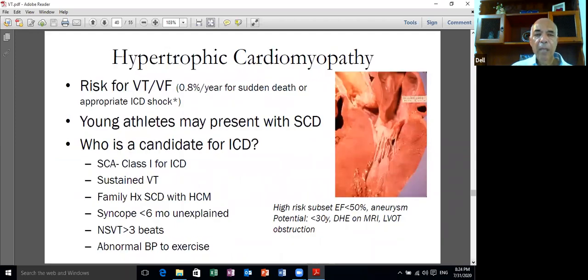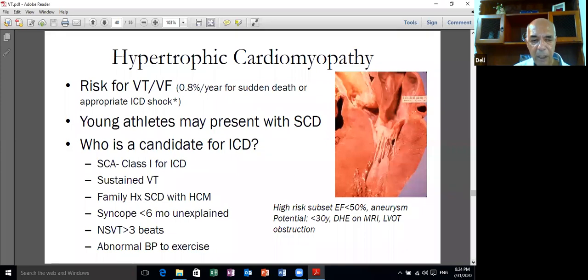Now we move to the other type of cardiomyopathy, hypertrophic cardiomyopathy, very eminent cause of death in athletes or young age in the general population. Now, who requires an ICD? For secondary prevention, there is no disagreement. Patients with sudden cardiac arrest is a class 1 indication of patients who have sustained ventricular tachycardia.